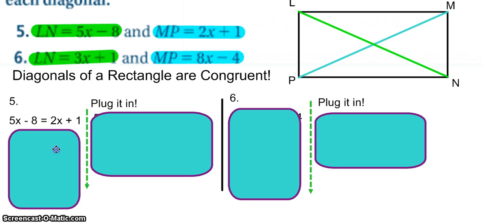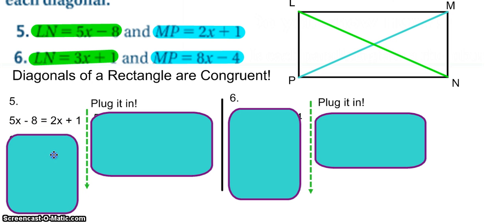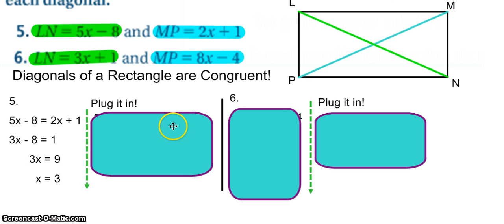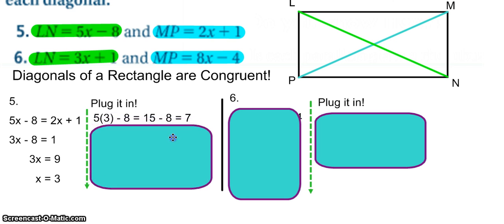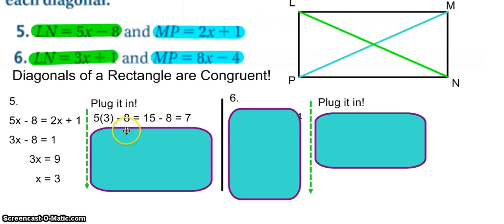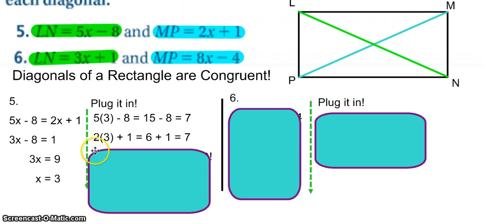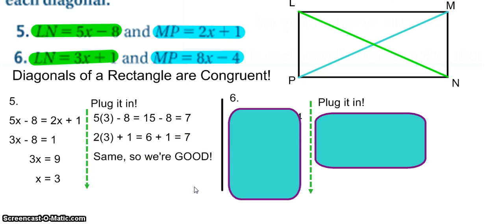So 5, I set up that my diagonals are equal to each other. I subtract 2x from both sides, I add 8 to both sides, and then I divide by 3, and I find my x value is 3. I then plug it in to my first equation for LN. I find that my diagonal would be a length of 7. I want to check this to make sure that my answer is right, so I plug it into my other diagonal expression. I get 7, and since they're the same, we are good.